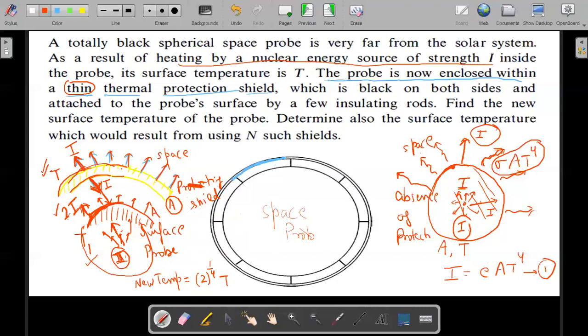Right? And by the same argument, for n such shields, the temperature must increase by a factor of (n+1) raised to the power 1 by 4. Think of it.